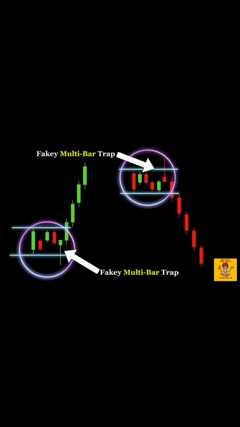The multi-bar trap. Sometimes, the fakey forms after 2 or 3 small candles following the inside bar. This creates a deeper trap, giving traders more time to believe in the breakout, which makes the reversal even more painful and more powerful.